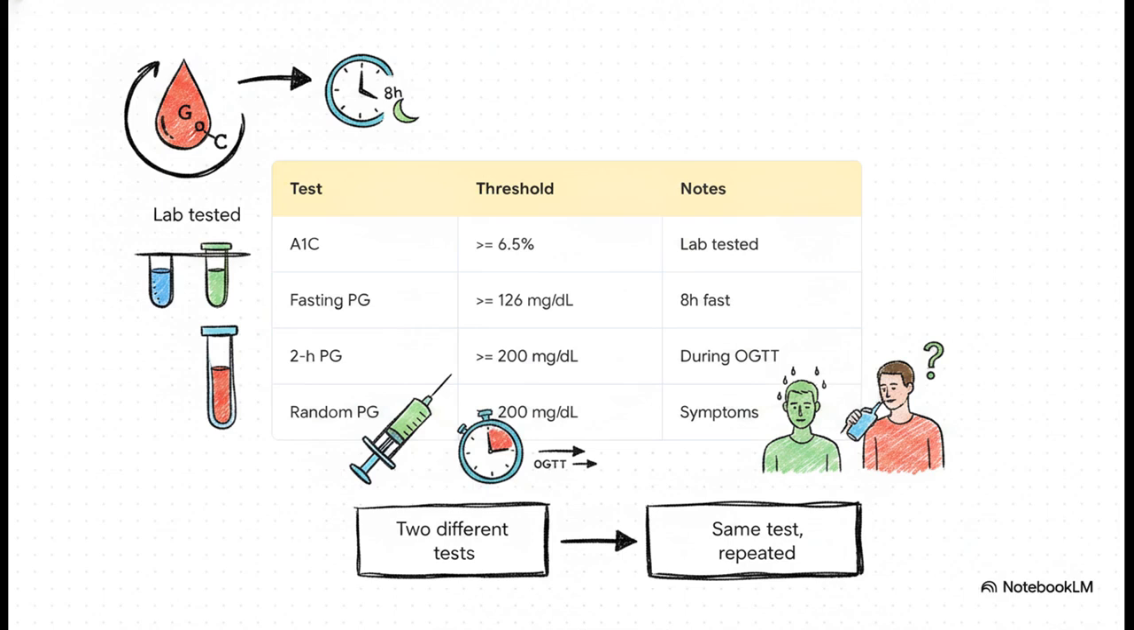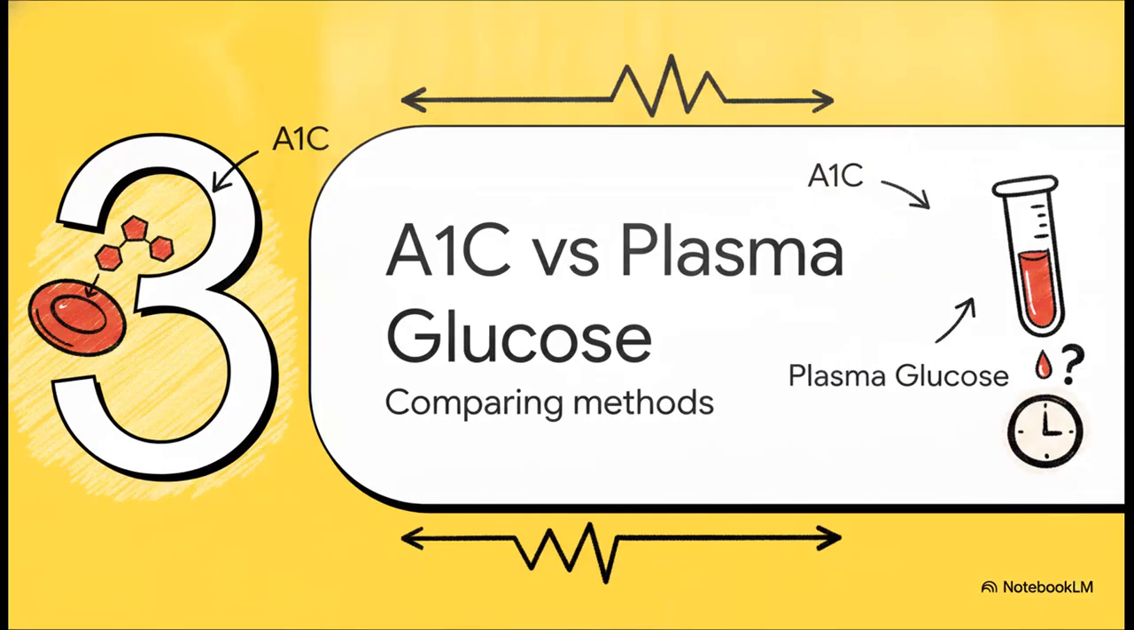Now, what's really important to take away from all this is that unless a patient is in a clear crisis, a diagnosis absolutely requires confirmatory testing. That means either 2 abnormal results from different tests done at the exact same time, or the same test repeated at a different time.